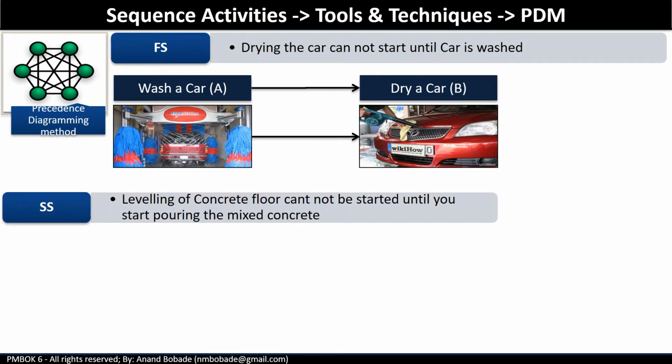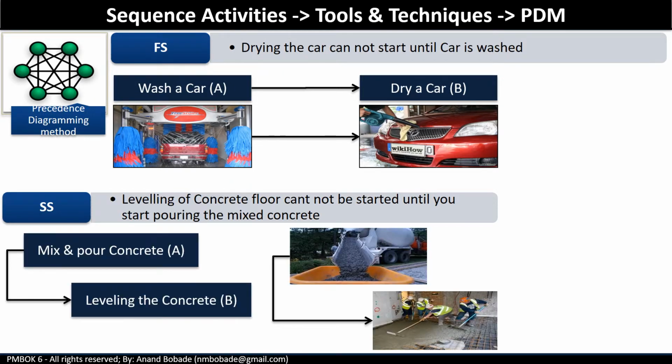Next is start to start. Another common type of logical relationship where a successor activity cannot start until the predecessor activity has started. For example, the activity of leveling the concrete cannot begin until the mix and pour concrete activity begins. Note that you cannot delay the level concrete activity once the mix and pour concrete activity has already started. I'm sure you understand why we can't delay activity B.